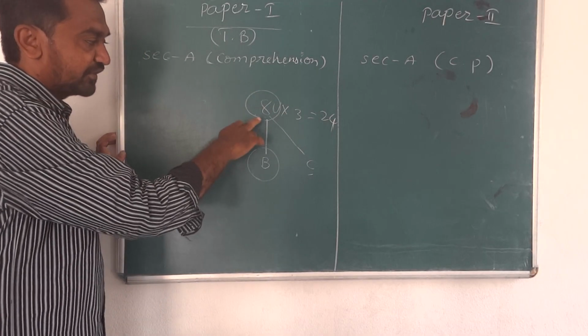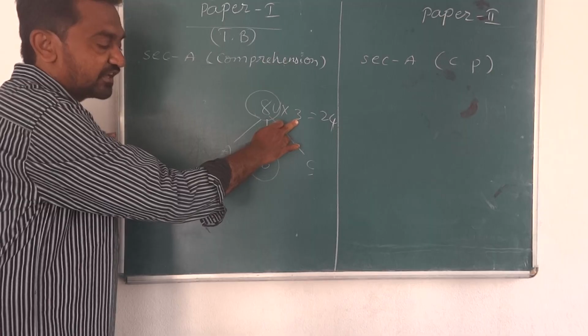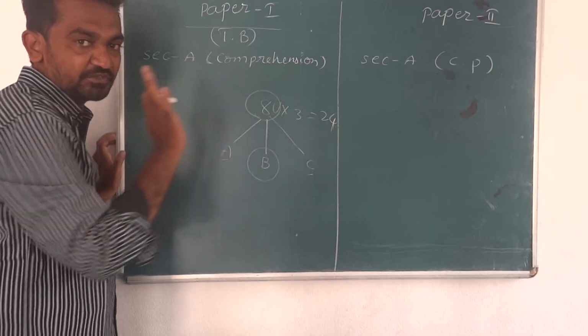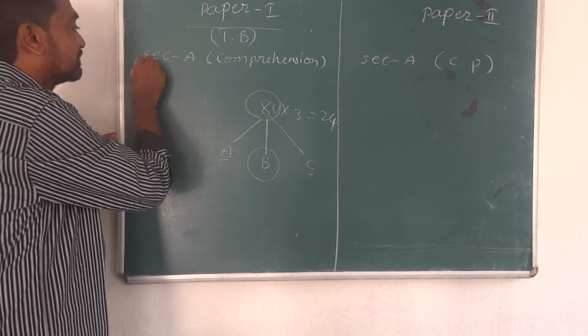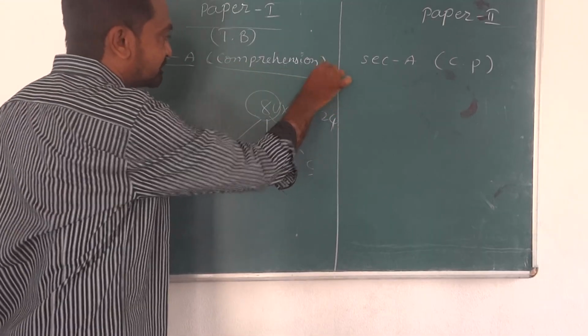The model design of the textbook is 8 units. Every unit carries 3 lessons, total 24 topics. Okay. And here, Section A is the comprehension passages.